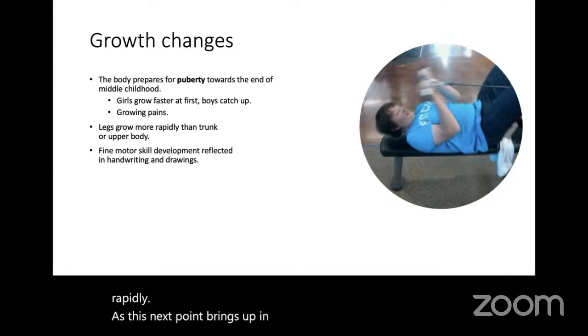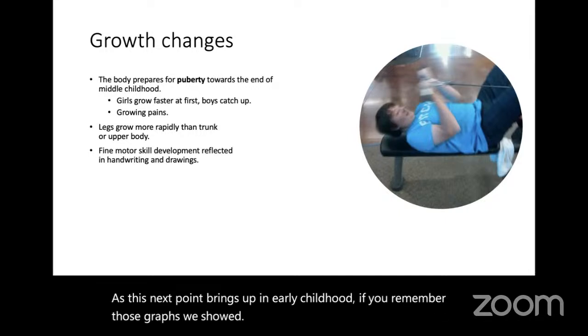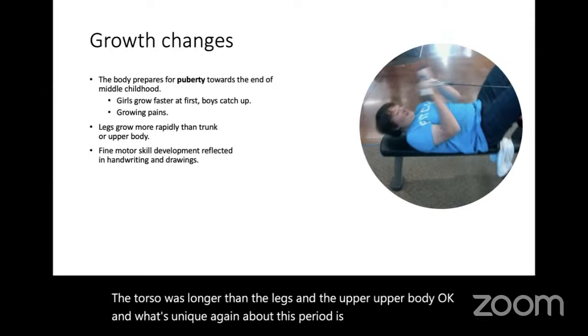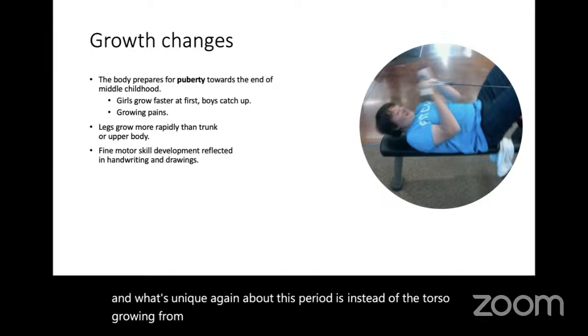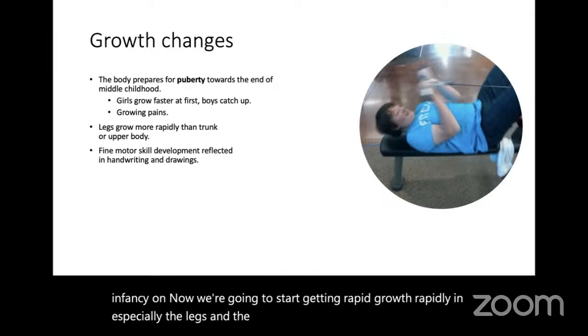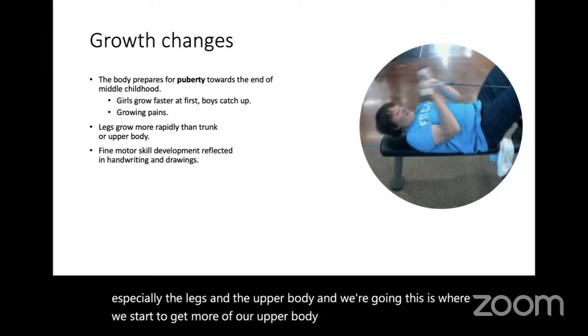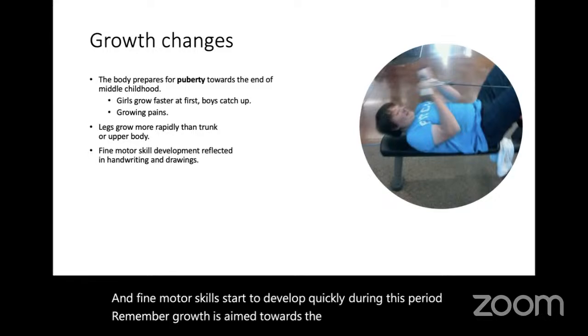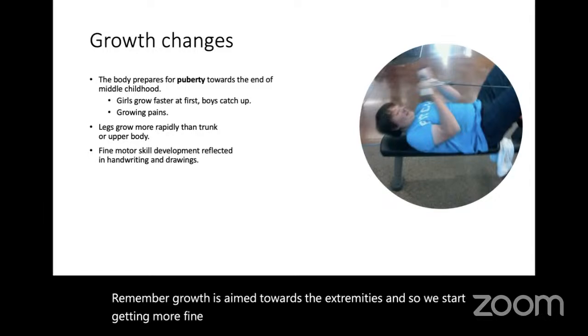In early childhood, if you remember those graphs we showed, the torso was longer than the legs and the upper body, okay? And what's unique again about this period is instead of the torso growing from that center out, remember that's how we grow from infancy on, now we're going to start getting rapid growth especially in the legs and the upper body. And this is where we start to get more of our upper body strength, and our legs tend to grow more rapidly as well. And fine motor skills start to develop quickly during this period. Remember, growth is aimed towards the extremities. And so we start getting more fine-tuned abilities with our fingers and our hands.